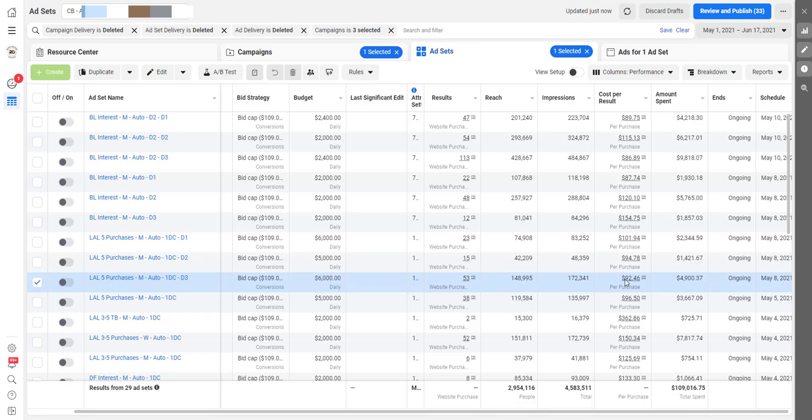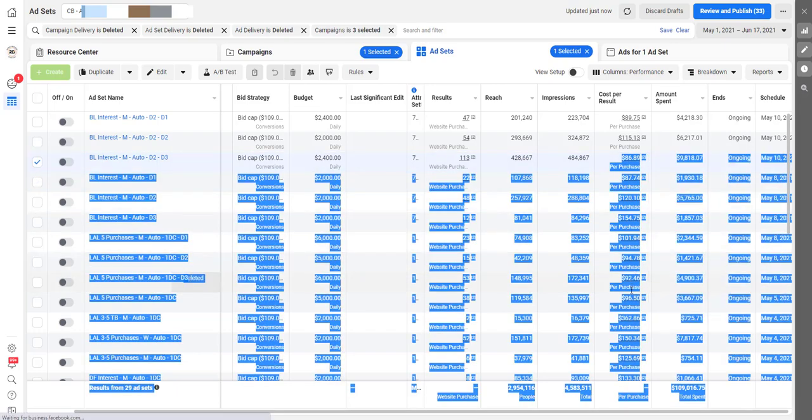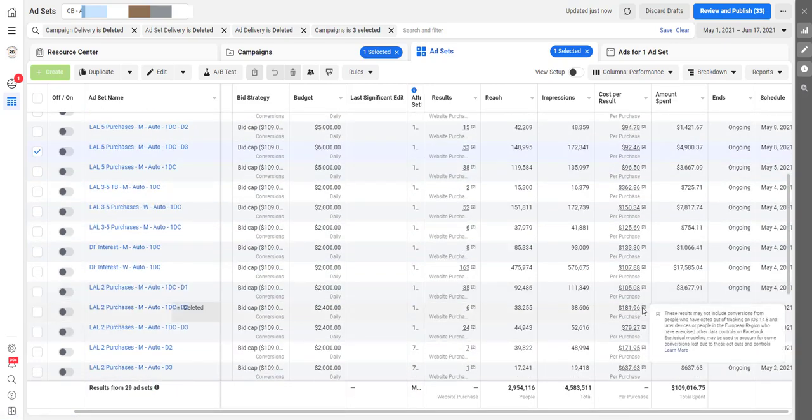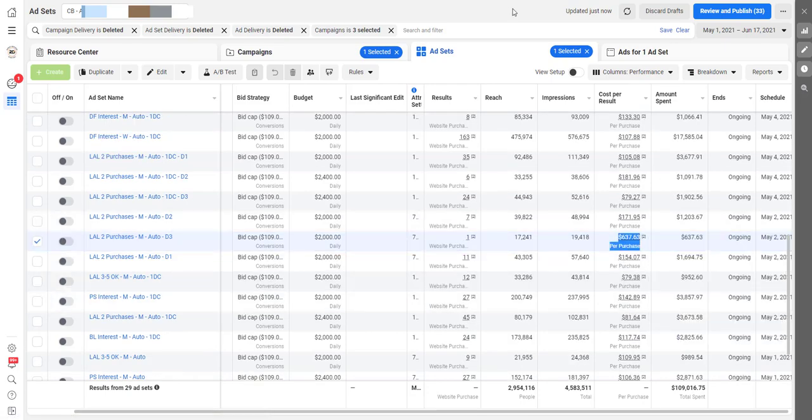All right, and as you can see, it gives us a really good cost per purchase. I'm not going to go through them all. Not all the time, obviously. Some of them run away from us. Got a big spender there.